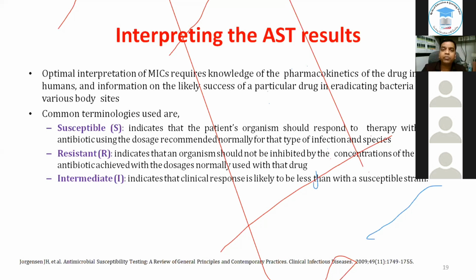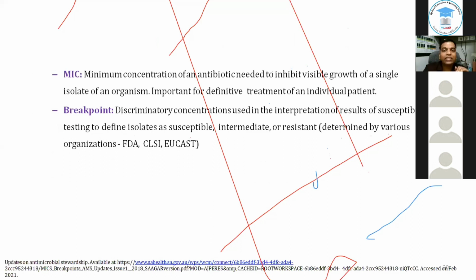So let us first clear the terminologies used for AST results. Susceptible means that the patient's organism should respond to therapy with the normally recommended dosage. Resistance means the organism should not be inhibited by the recommended dosage. Intermediate means the clinical response is less likely than in a susceptible state. MIC, as I said before, is the lowest concentration of the antibiotic needed to inhibit the growth of bacteria. Breakpoint, as I said before: this MIC should be correlated with the breakpoint for determining the susceptibility of the organism against a particular antibiotic.